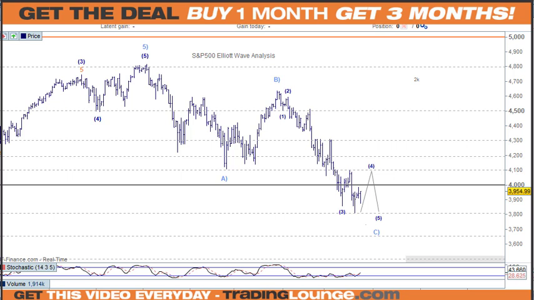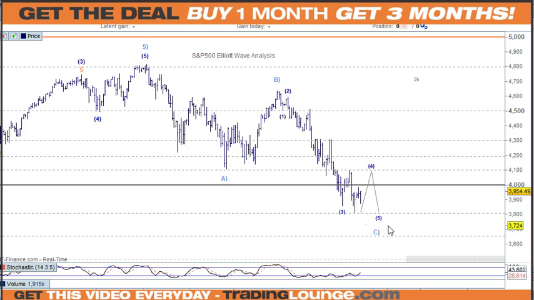Starting on the S&P, I've rearranged my count slightly into an ABC pattern rather than a WXY, and it counts like this: with the A wave, the B wave, and then 1 and 2 here, and all of this being the third wave here, an A wave, a B wave, and a C wave coming back up just above the 4-1, and then wave 5 coming down.